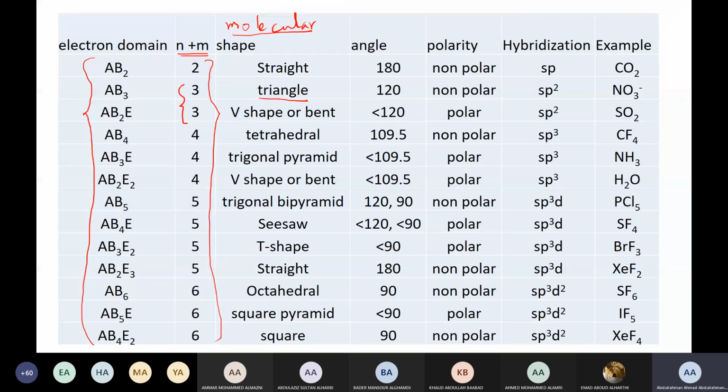But when we have electrons available, then the shape will be V shape or bent if there is an electron pair. If there is, this should be one.